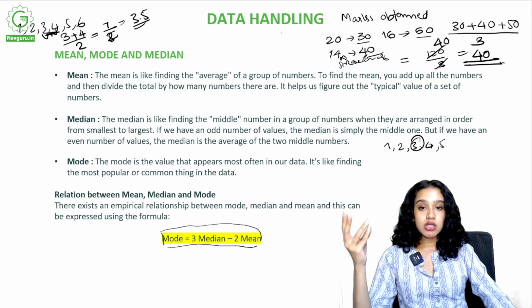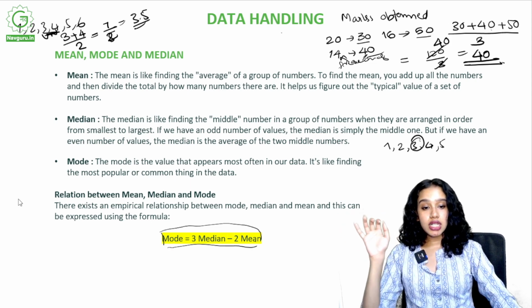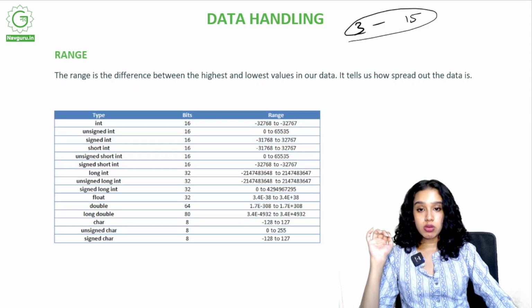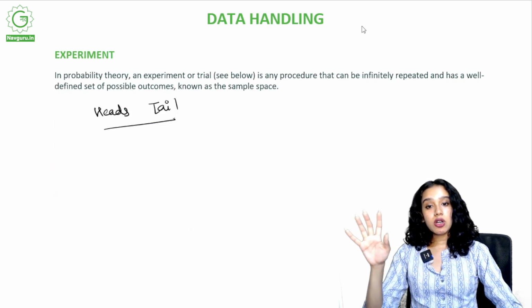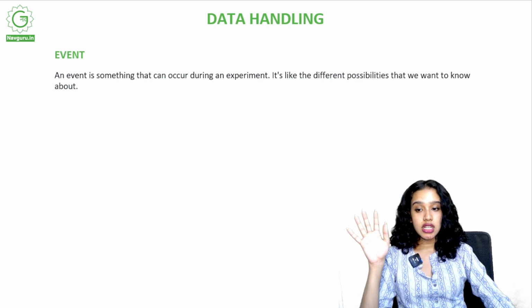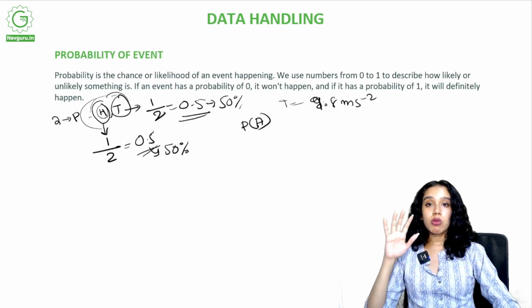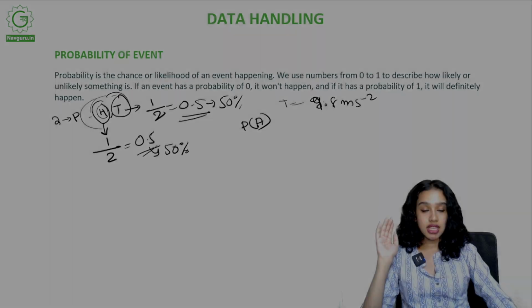Now we talked about what mean, mode, and median are, and the relation between them, that is, mode is equal to 3 times median minus 2 times mean. Then we talked about what range is. Range is the difference between the highest value and the lowest value. Then we talked about what an experiment is, what a random experiment is, what an event is, and we concluded with the probability of an event. This was a very simple chapter to study, so I think it's clear.